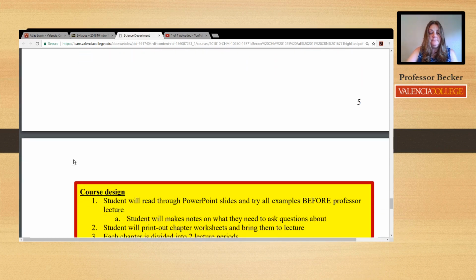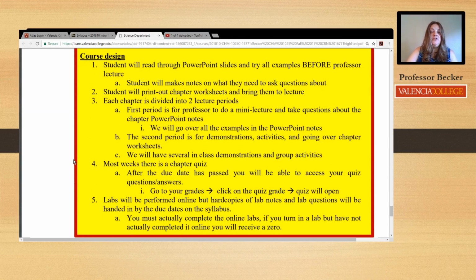Let's just talk about the general course design. So it is a hybrid course. The lab is online, but part of the lecture is also online. So what the students need to do is they need to read through the PowerPoint lecture notes and try all the examples before I lecture about that chapter. Please make sure you take notes on what you need to ask me questions about.